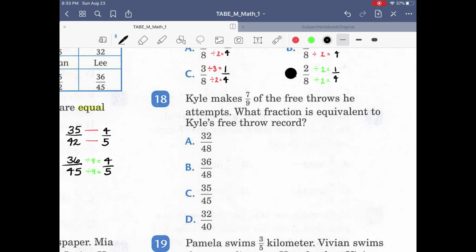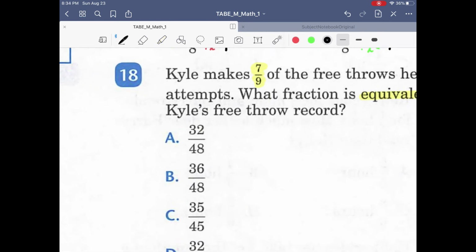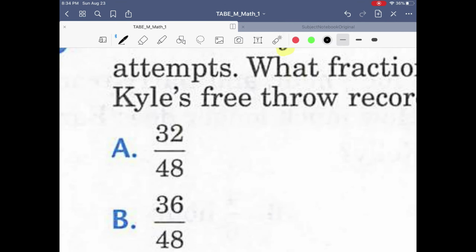Number 18. Kyle makes 7/9 of the free throws he attempts. So 7 out of 9 shots go through the net. What fraction is equivalent to Kyle's free throw record? So we're looking for something equal to 7/9. So let's try this one.